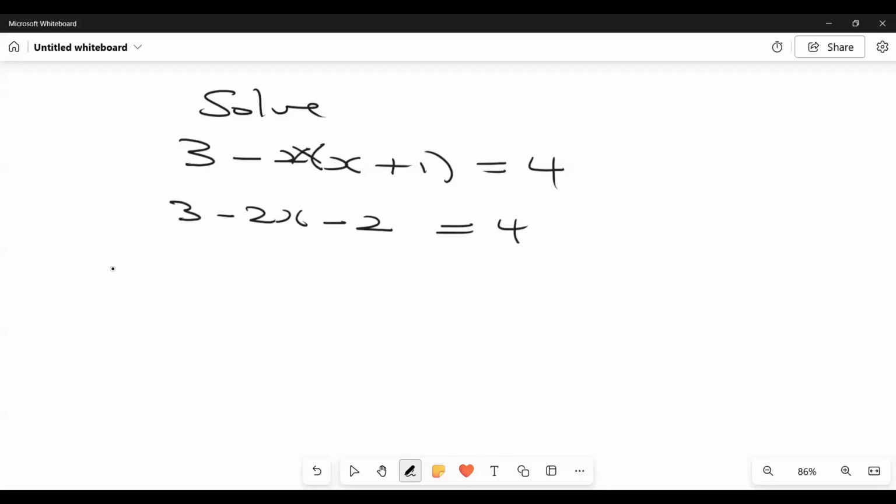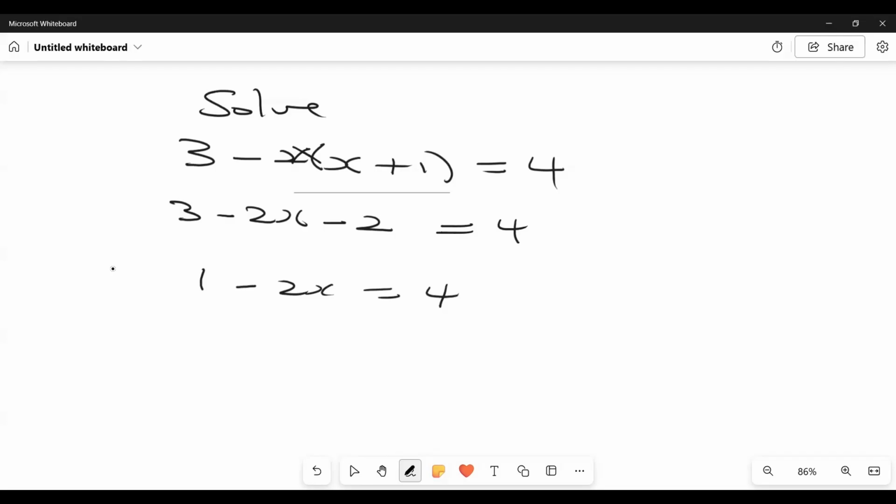So I'm happy that you said to use the distributive law to remove the bracket first, right? Because that's basically a multiplication there. So remember, multiplication comes well before subtraction. And that is why I remove the bracket first. So you can now simplify this part, 3 minus this 2. So you end up with 1 minus 2x equal to 4, okay?